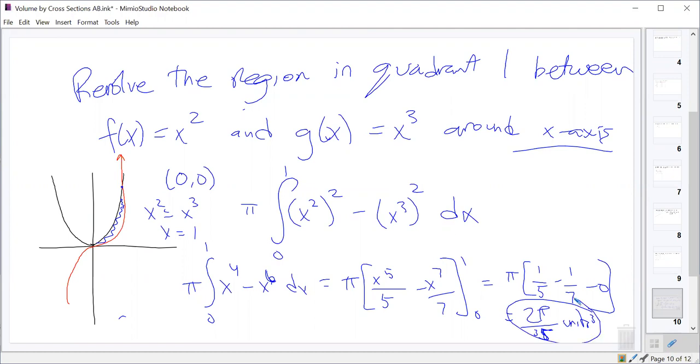Good or no? You don't need to put the units cubed on the AP test. If they want units on the AP test, they will specify, indicate units of measure, and they will give you inches or miles or feet or whatever. You guys good with that at home? Yes. You guys good with that here?